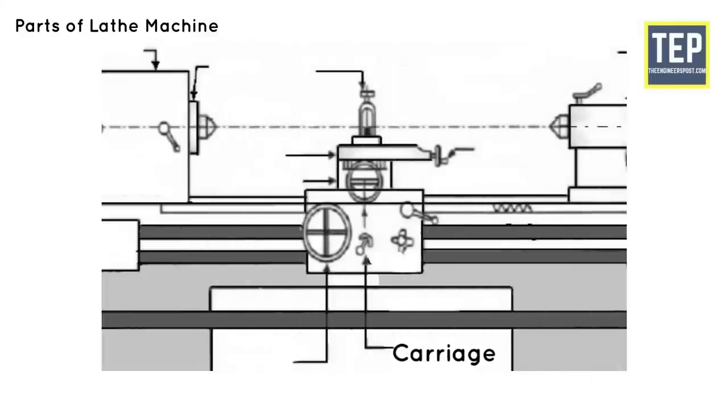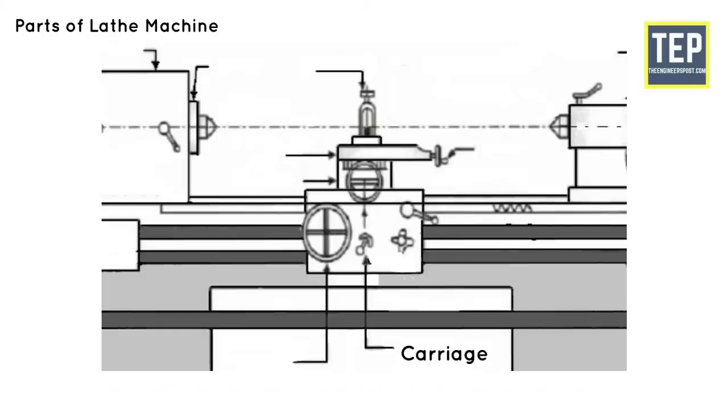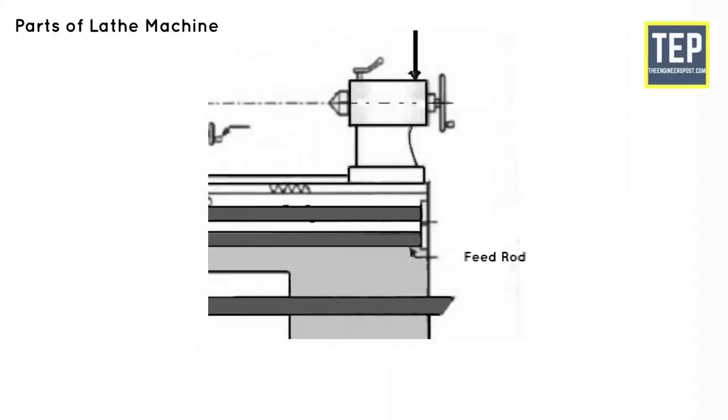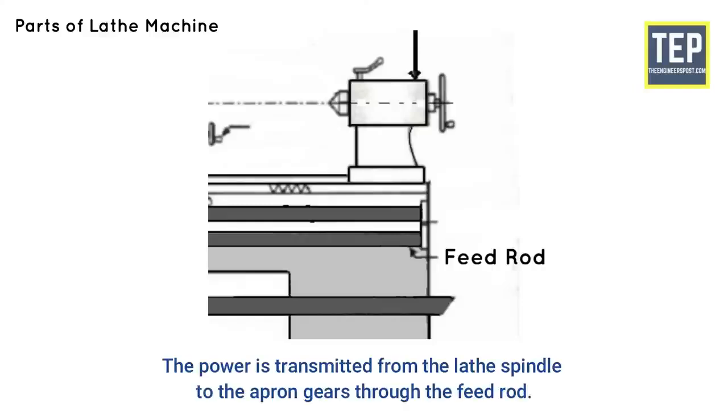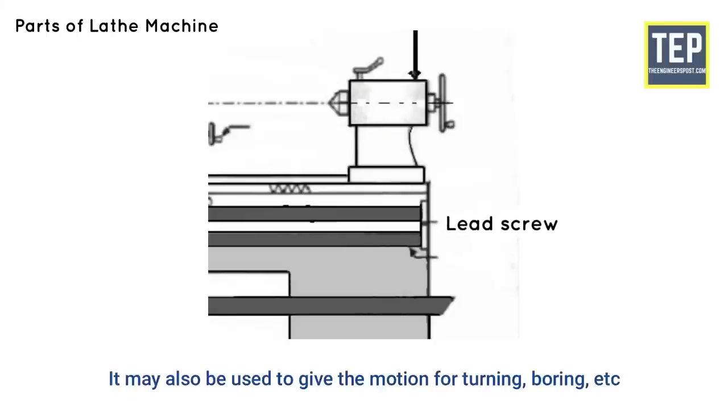The carriage is the most important part of the lathe. It serves as a supporting, moving and controlling part of the cutting tool. The carriage consists of the saddle, cross slide, compound rest, and a tool post. The feed rod is a long shaft having a keyway that extends from the feed box across and in front of the bed. Power is transmitted from the lathe spindle to the apron gears through the feed rod. The lead screw is a long threaded shaft used only for thread cutting operations. It may also be used to give the motion for turning, boring, etc.